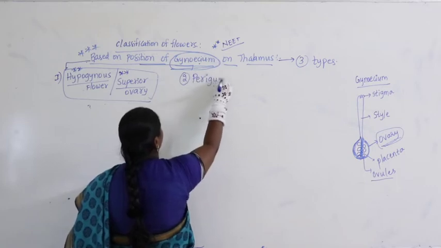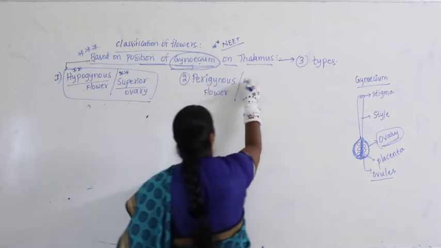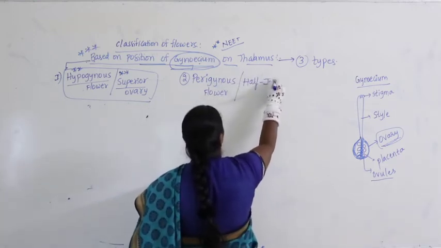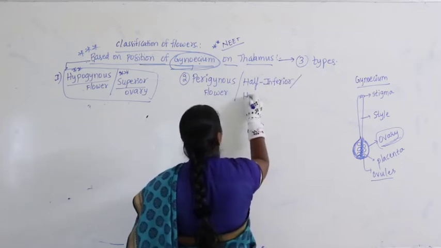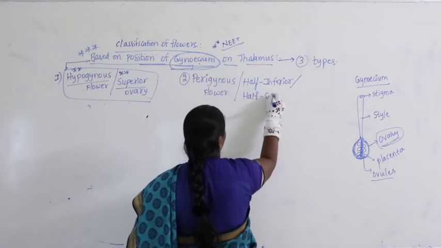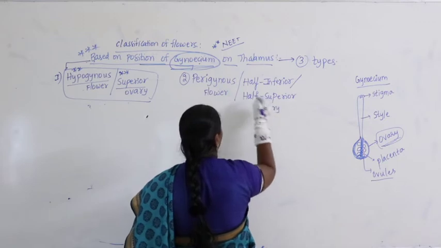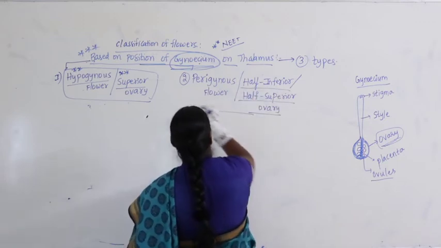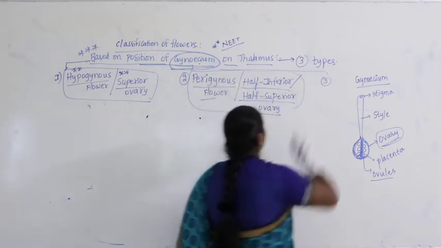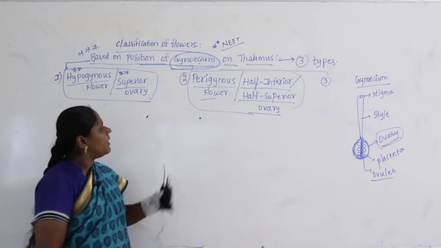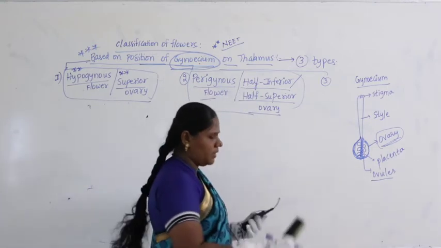Perigynous flower, or itself is called either half inferior or half superior ovary. So, what I am writing here: perigynous flower, or this itself is called half inferior or half superior ovary.